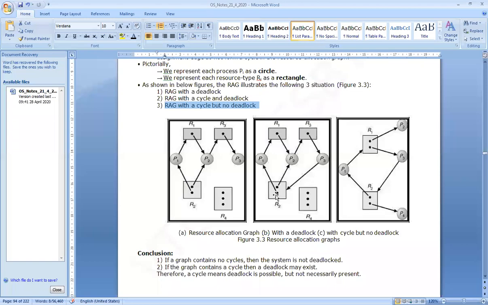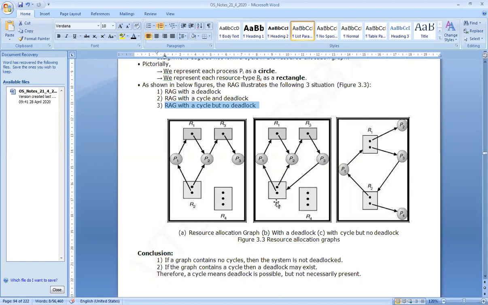As you can see here, the arrow goes like this, it comes here, goes to R3, comes to process P3, and again comes back to resource R2. So there is a cycle.